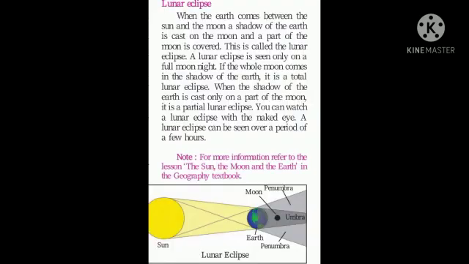When the earth comes between the sun and the moon in space, the earth obstructs the sunlight. The shadow of the earth falls on the moon. This phenomenon is called a lunar eclipse. When the shadow of the earth is cast on the whole moon, the eclipse is called total lunar eclipse. If a part of the moon comes in the shadow of the earth, the eclipse is called partial lunar eclipse.